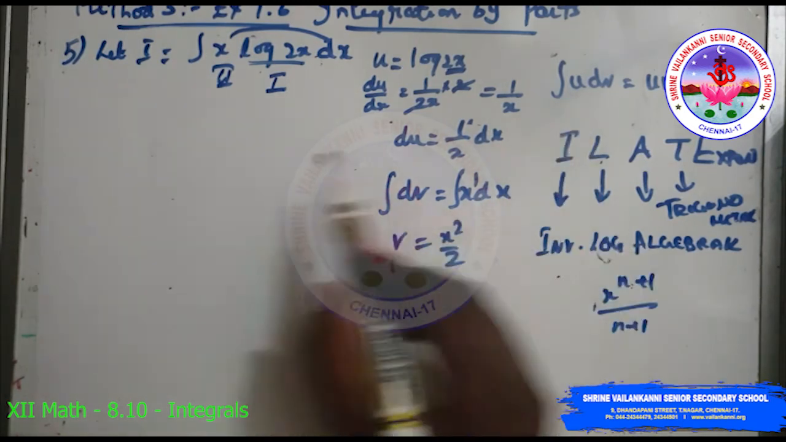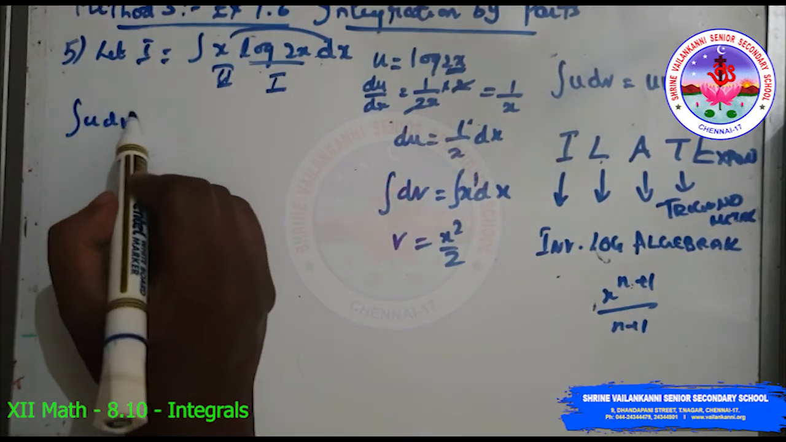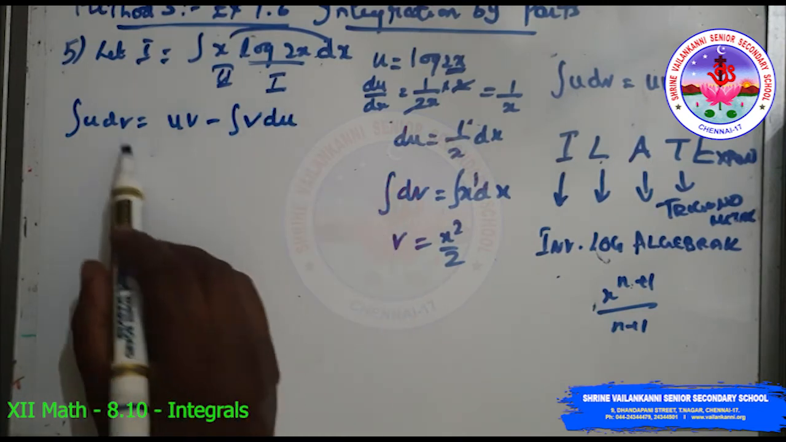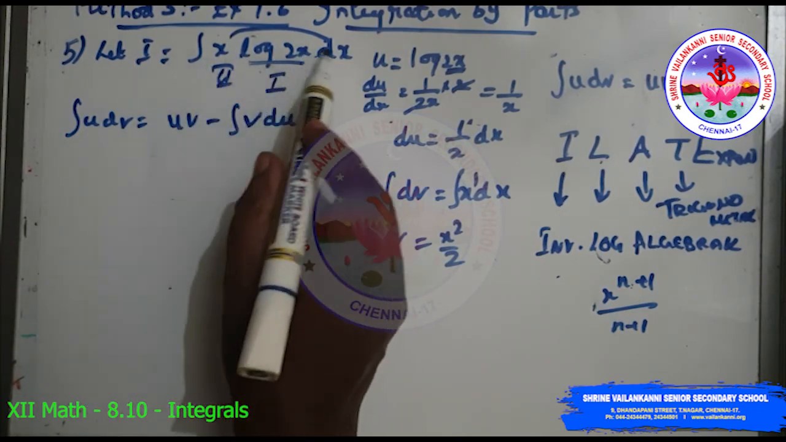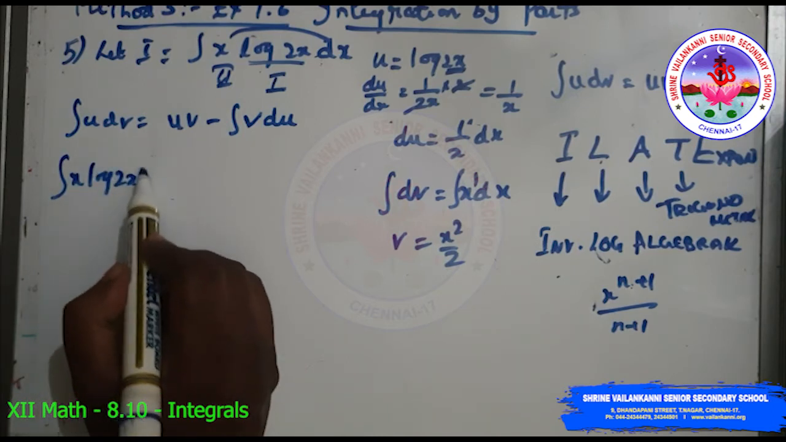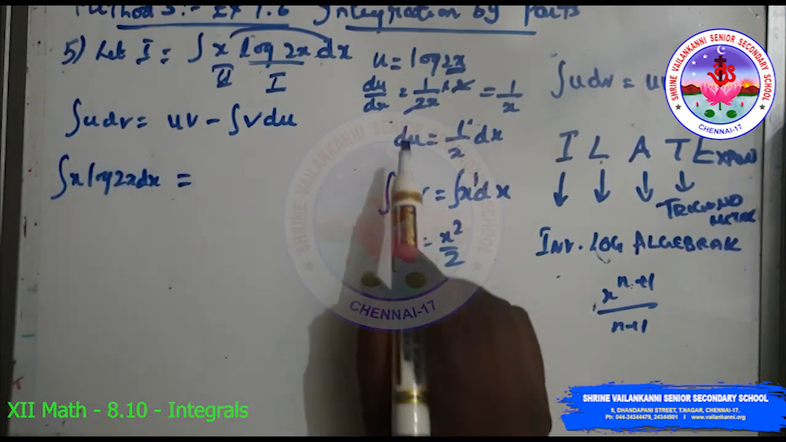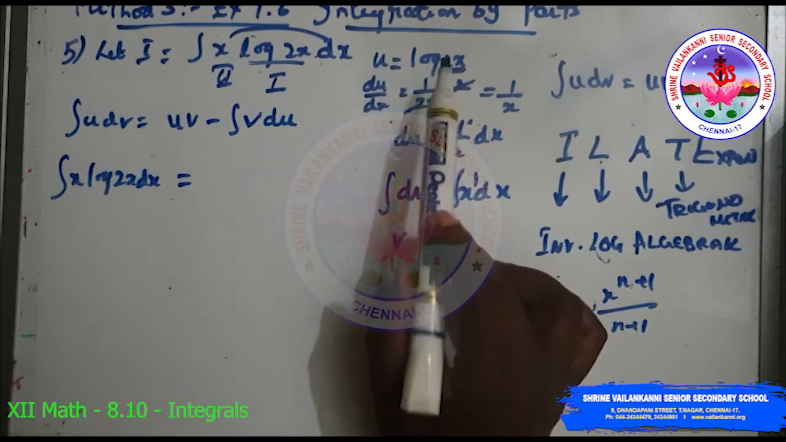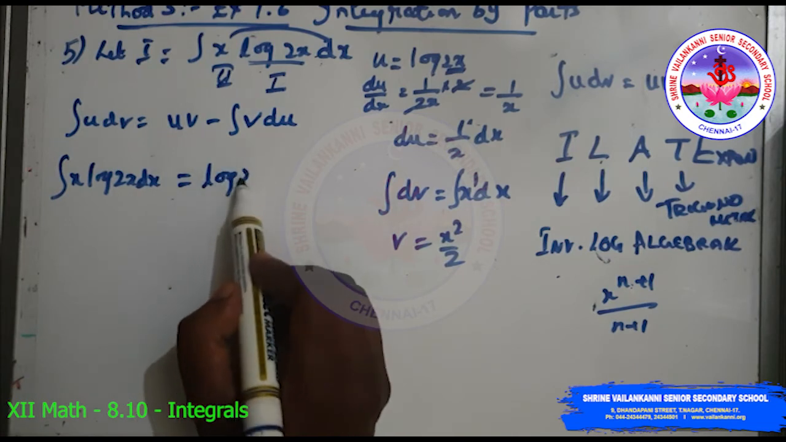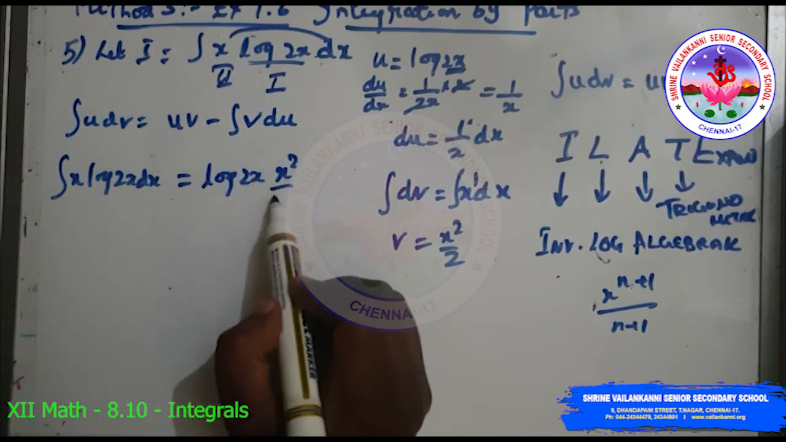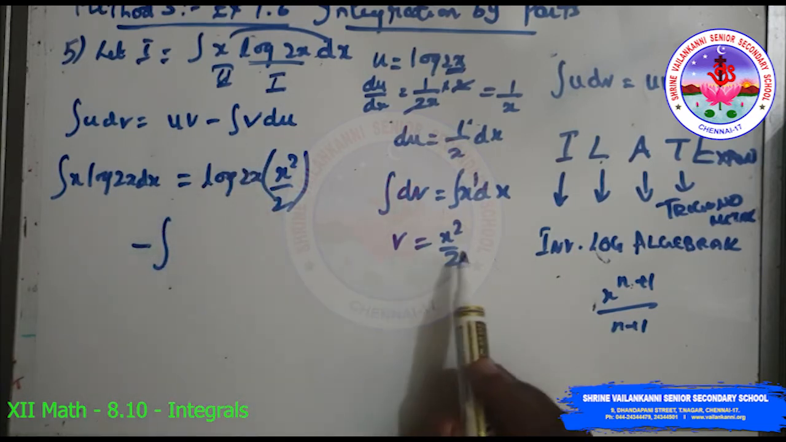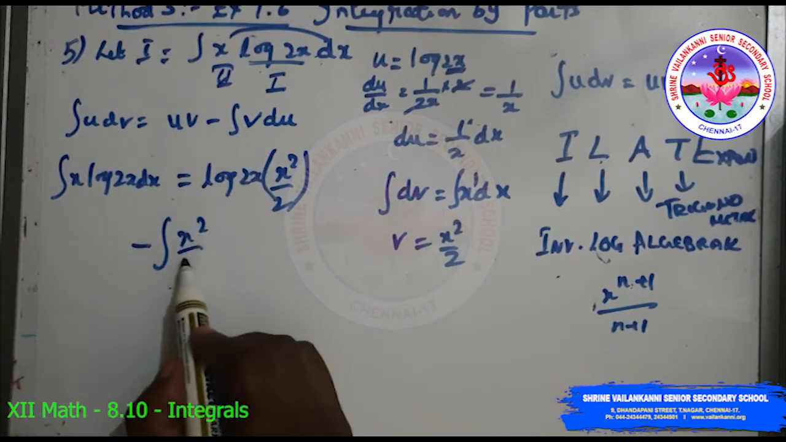So using the formula, integral of u dv is equal to uv minus integral of v du. So u dv is x into log 2x dx. So integral of x into log 2x dx is equal to u into v. u is log 2x and v is x square by 2. So log 2x into x square by 2 minus integral of v du. v is x square by 2.